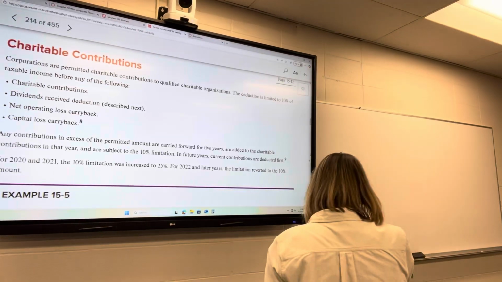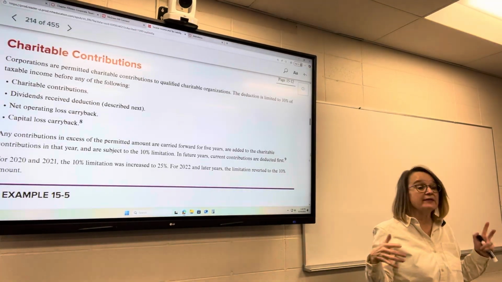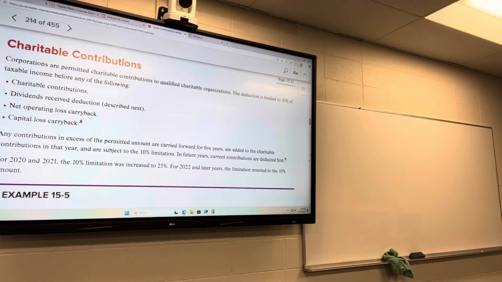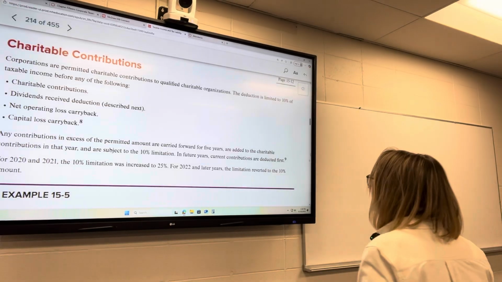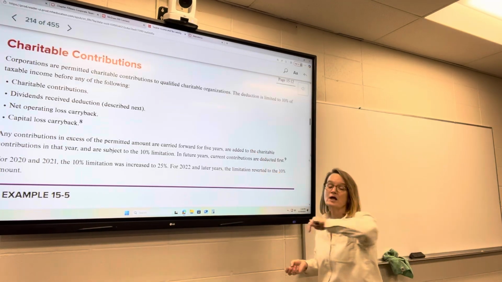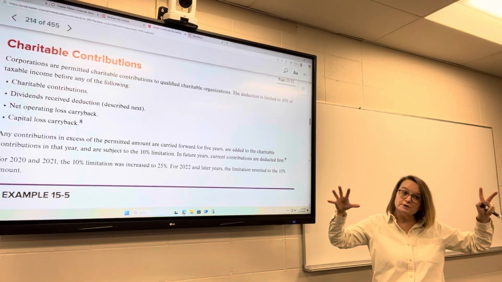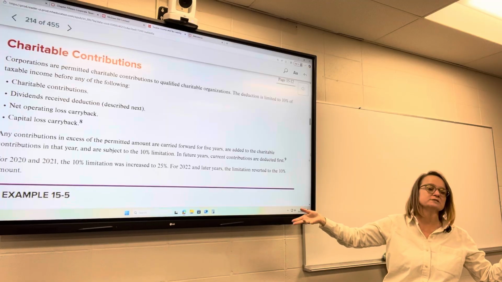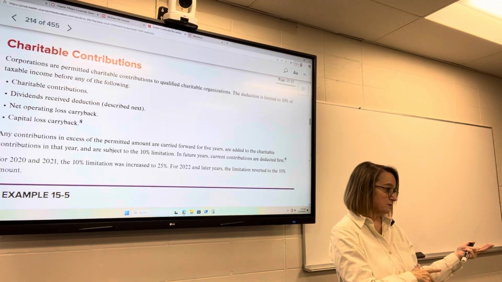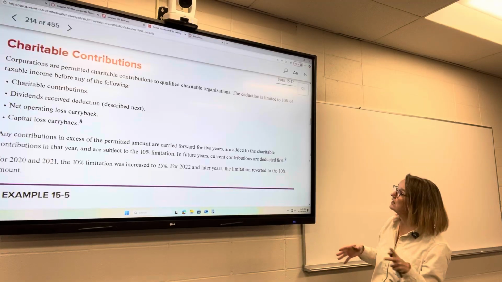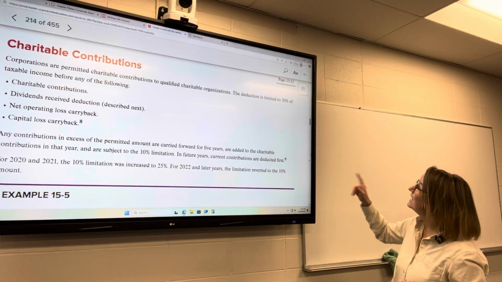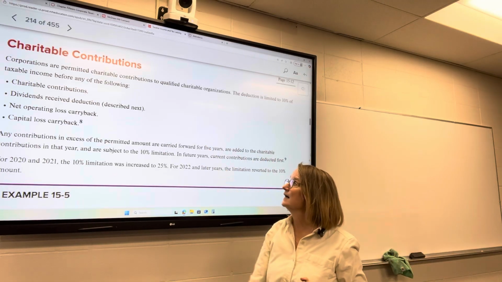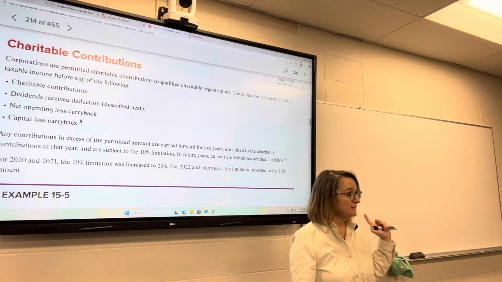So charitable contributions, corporations can make charitable contributions, and they do make charitable contributions, but they are limited on the amount that is deductible to them. They're permitted contributions to qualified charitable organizations, so the same rules as to what constitutes a charity for the charitable contributions deduction for individuals applies to corporations. Same rules as to who qualifies, what is a qualifying organization, but the deduction is limited to 10% of taxable income before any of these items.